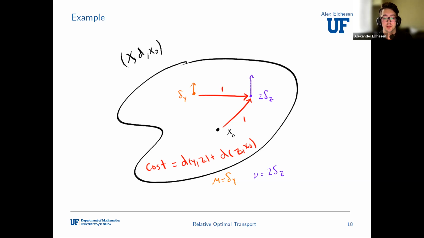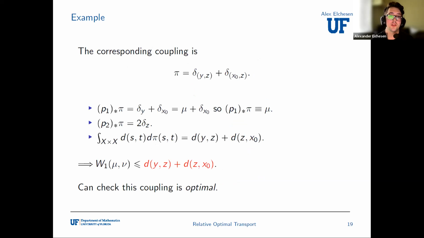So let's see what the marginal constraints look like. The corresponding coupling there is just a discrete measure on the product space. Basically it's saying match y to z and match x naught to z. If we project onto the first coordinate, we get delta y plus delta x naught. Again, this is not equal to mu, but it is equivalent to mu. This is where the weakening comes in: we didn't get something that's exactly mu, but it's still equivalent, or congruent, to mu.